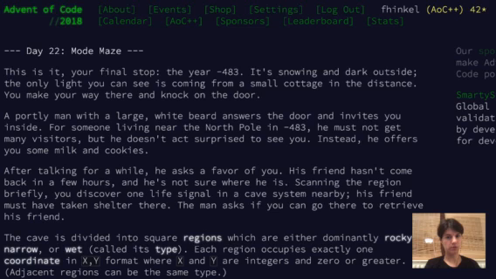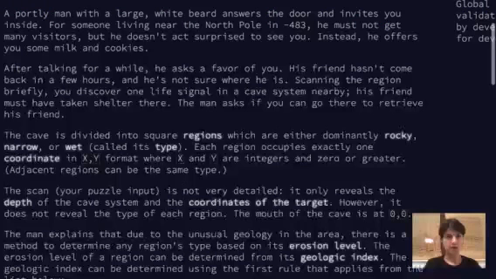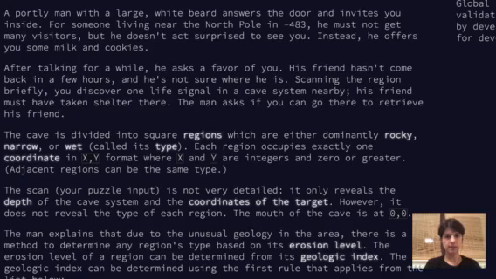After talking for a while, he asks a favor of you. His friend hasn't come back in a few hours, and he's not sure where he is. Scanning the region briefly, you discover one life signal in a cave system nearby. His friend must have taken shelter there. The man asks if you can go there to retrieve his friend.